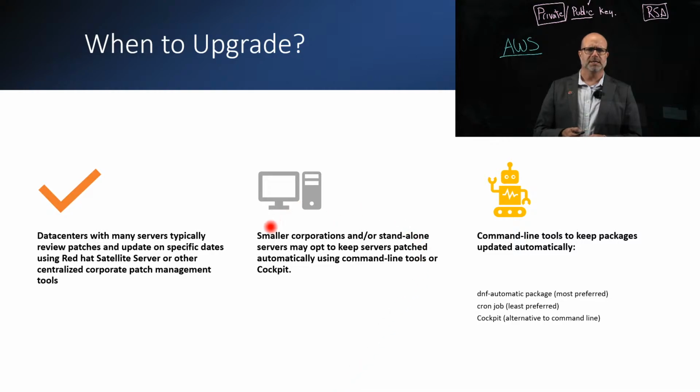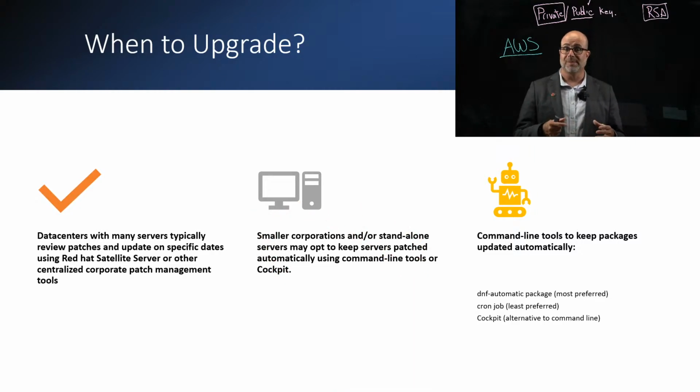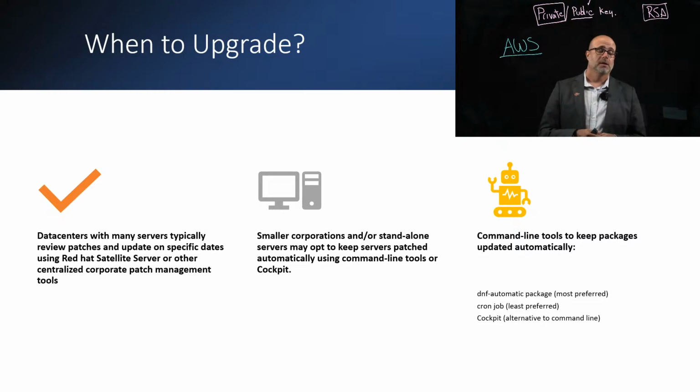Smaller corporations and standalone servers will opt to keep their servers patched automatically using command line tools or Cockpit. Like if you only have 2 or 3 servers, you're not going to have a satellite server to manage that. And most companies will have 1 or 2. Small businesses to even medium-sized businesses might only have 10 Linux servers, or even 5, and one might be a web server, and one might be some AWS servers and whatnot. And so they typically keep those updated using command line tools instead of a centralized server.